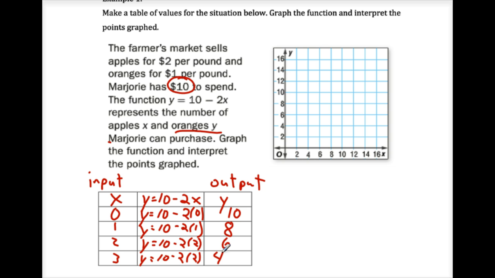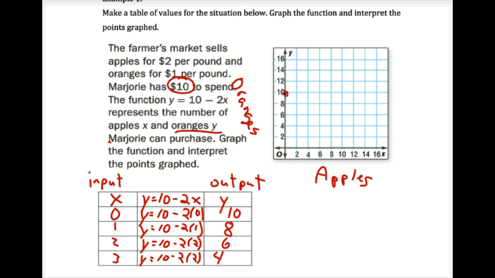Now, go over to the graph, which is already made for you, and let's graph these points. Which one is along our horizontal axis? Apples, because x is apples. This is our x-axis, so I'm going to label this apples, and oranges goes up the vertical axis.